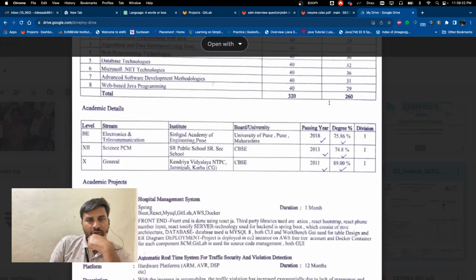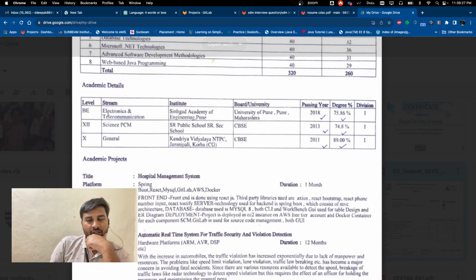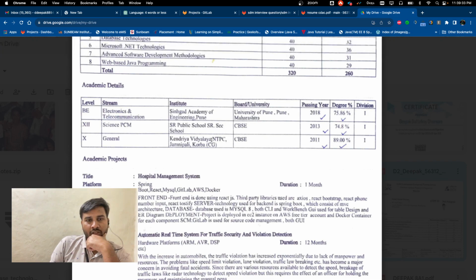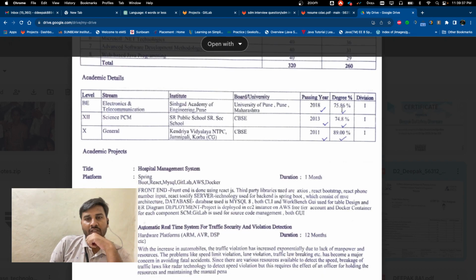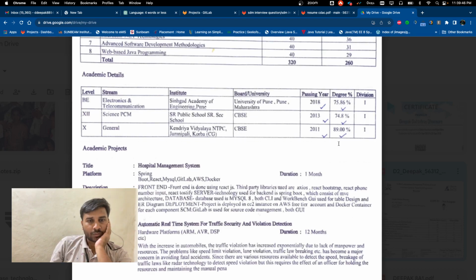Then if you scroll down, academic details. I have completed my BE in 2018. I have done my 12th in 2013. I have done my 10th in 2011. Percentages also you can see here, 75 in degree, 74, and 89% in 10th. Division and all, everything was mentioned.